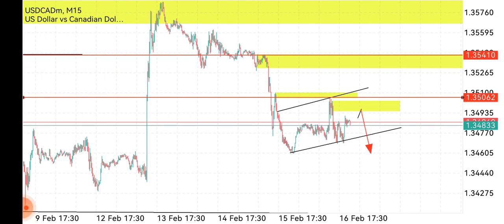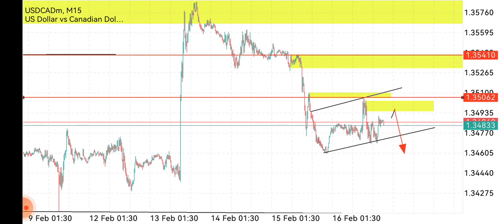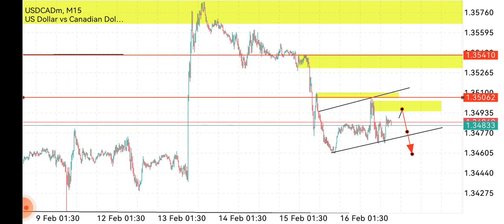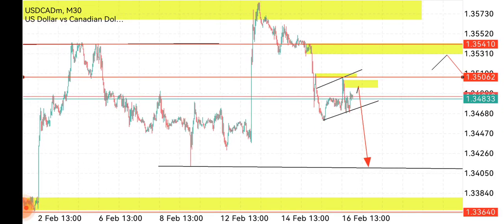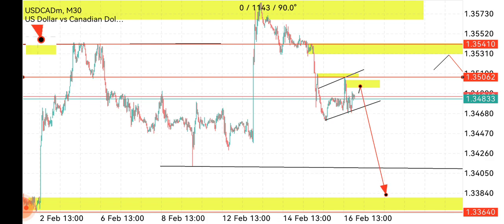Let's zoom out. Let's go to M30 so that it's going to be clear. Then let's zoom out. We're going to have an entry. Our TP is going to be around the liquidity level. We're going to have our first TP here exactly, but I'm expecting this price to go all the way to that level, but the first TP is going to be here.